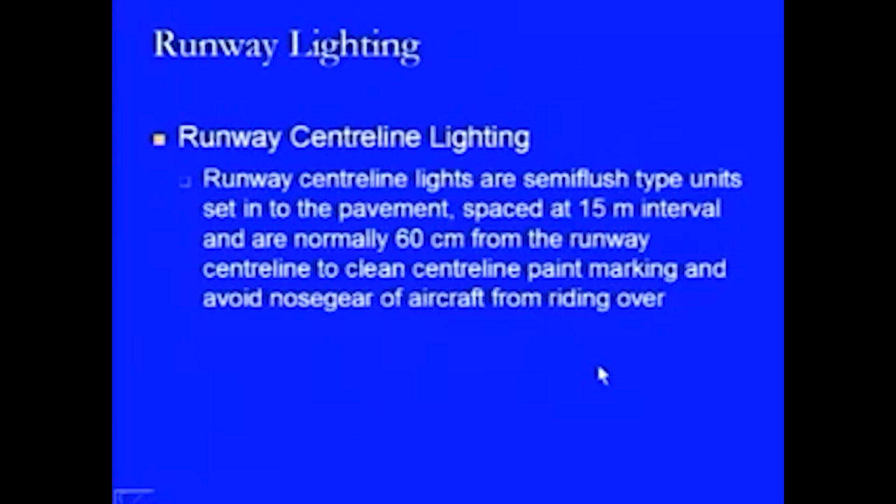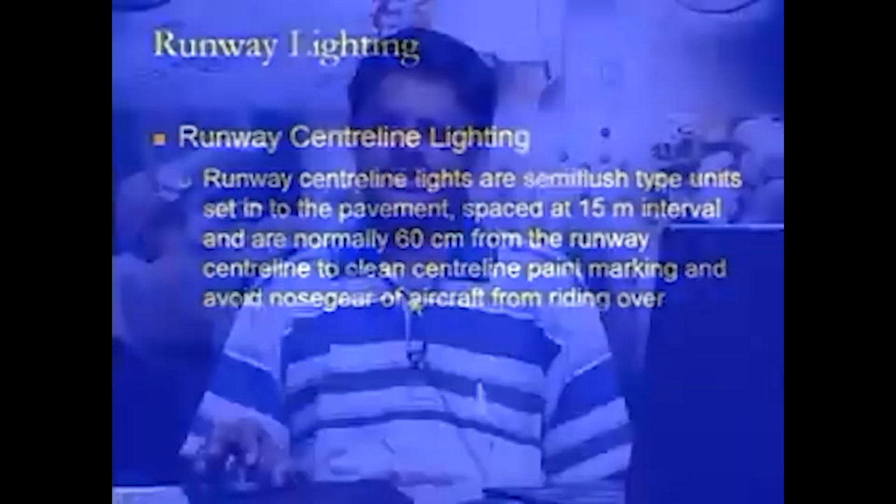In the case of this runway center line lighting, these are semi flush type, meaning they are flush with the pavement surface, and they are spaced at 15-meter intervals and are normally 60 centimeters from the runway center line, so as to keep the center line paint marking clean and avoid the nose gear of the aircraft riding over them. That is the way they are provided. With respect to the center line, they are provided at a distance of 60 centimeters. The reason is that it makes it clear where the center line is, and the paint markings provided are not getting distorted.